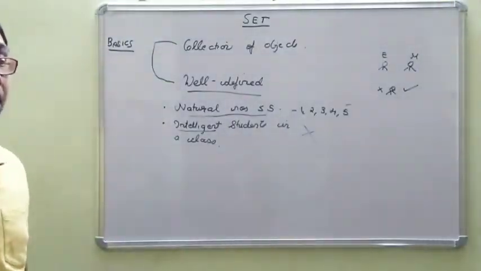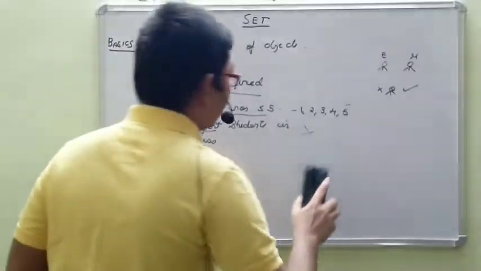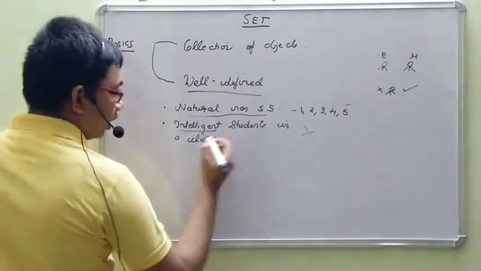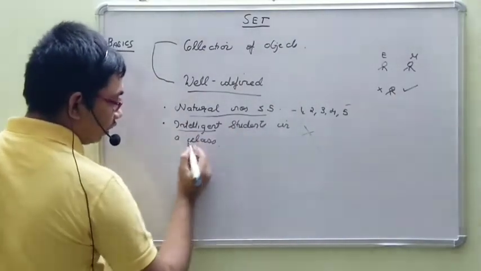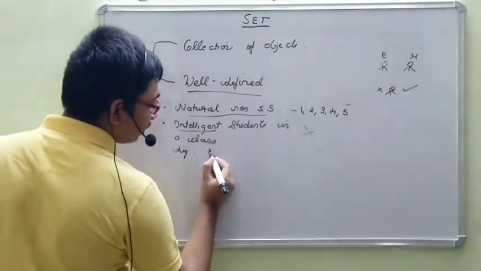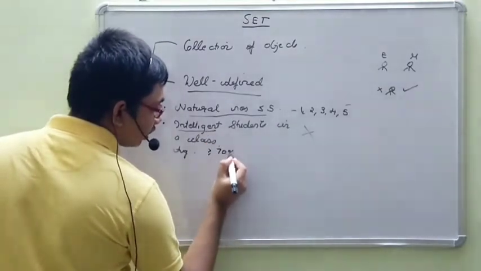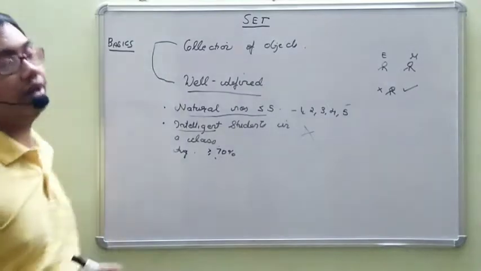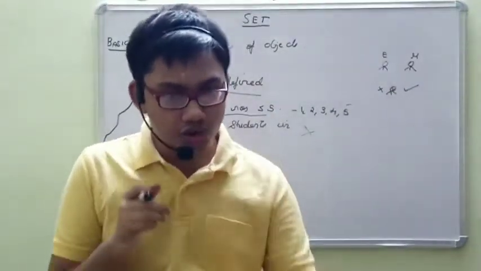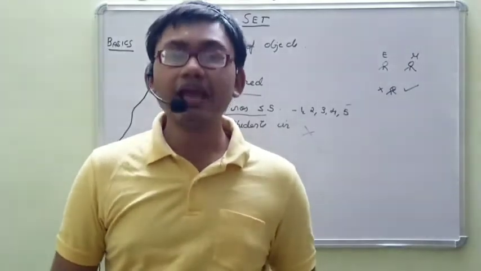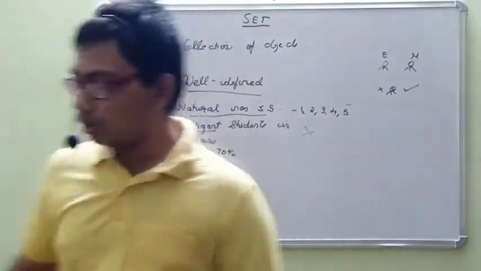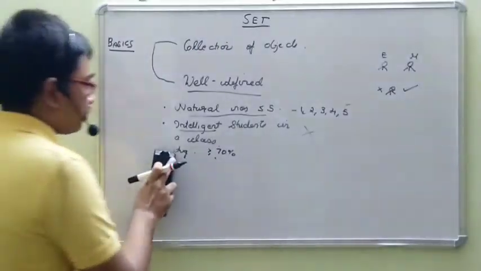But now I tell you, instead of intelligent, if we say in the same class, the set of students whose average score in the last exam is greater than 70%, this we can calculate from the marks of the students. Upon calculation of the average mark, we can tell whether the student belongs to the set or not. So this is the characteristic of well definition.